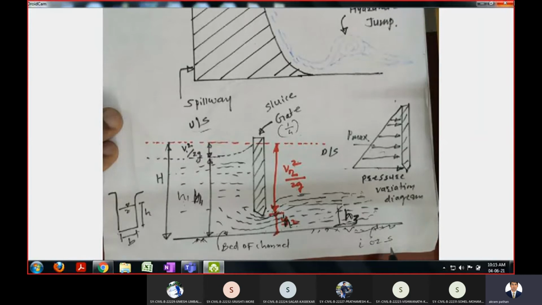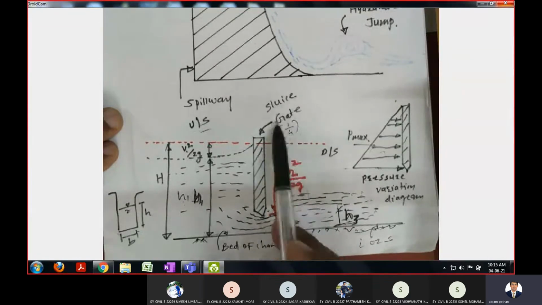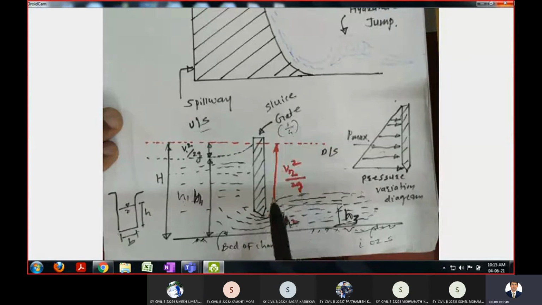I or S is the slope of the channel. Now here we have an arrangement to supply the water in the channel with the help of a gate. So we have a sluice gate, which is placed across the flow in the channel at the base of the dam. In case of the Jaikwadi Dam we have two channels.